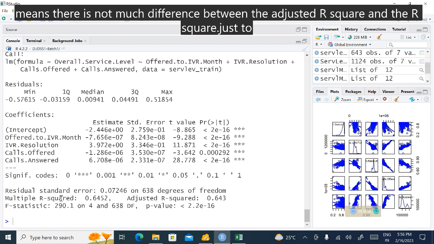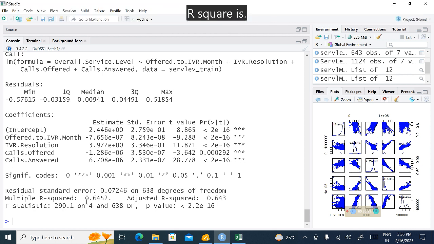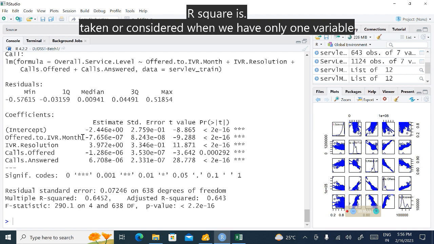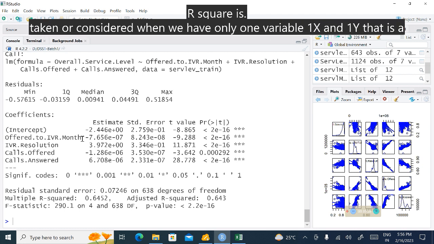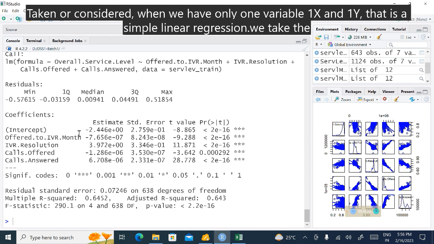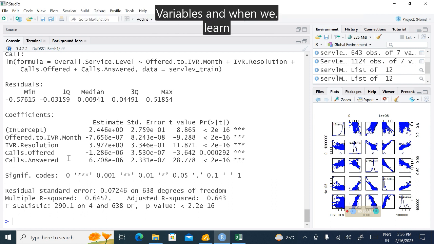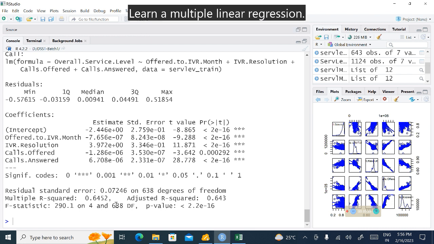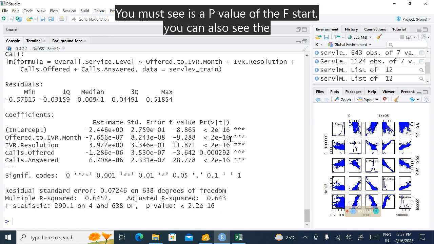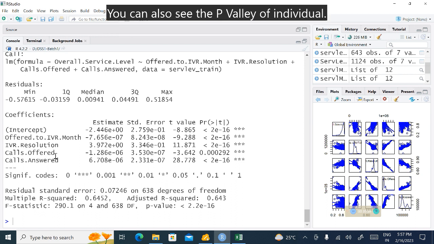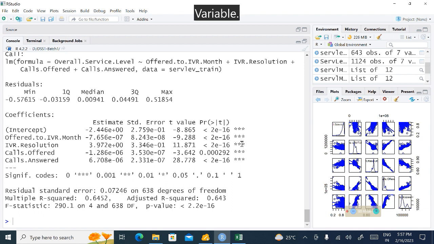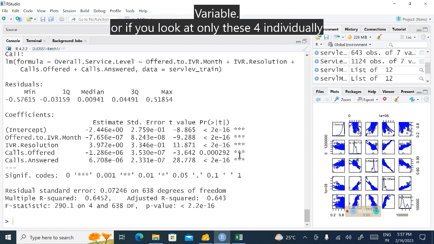Just to inform you, R squared is taken or considered when we have only one variable, one x and one y. That is a simple linear regression. We take the adjusted R square when we have multiple variables and when we learn a multiple linear regression. This is the difference between the two. I repeat, the first thing you must see is a p-value of the f-stat. You can also see the p-value of individual variable. But if you look at only these 4 individually, it may not give you a right picture always.